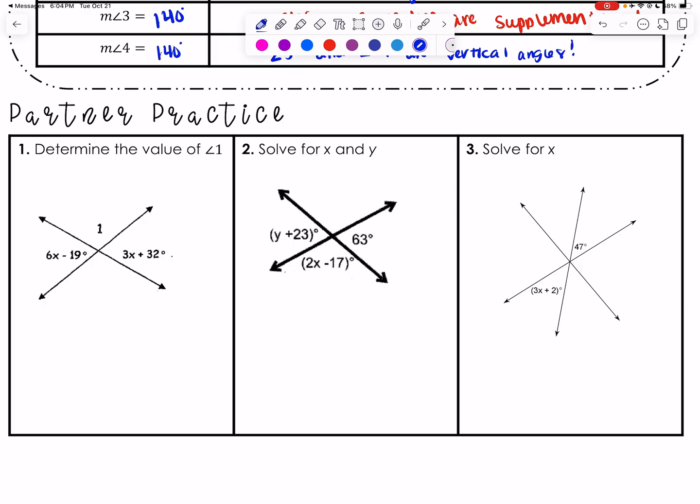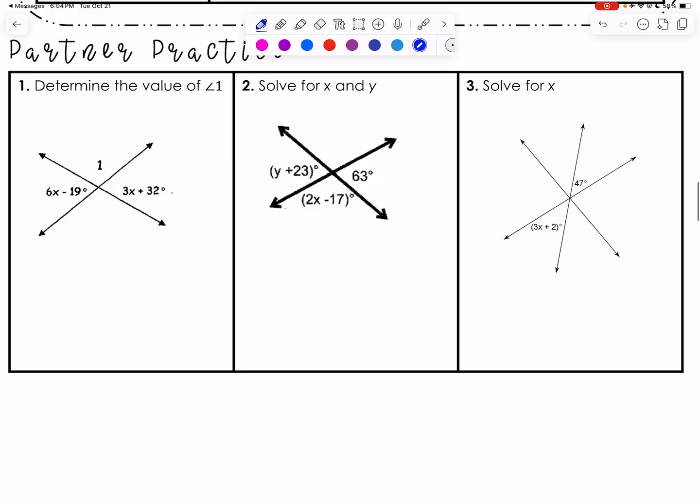Okay, now let's look at some of this partner practice. If we look at this partner practice, question 1 says determine the value of angle 1. So the first thing I see is my crisscross applesauce. I see vertical angles right here. I'm going to mark them, and I'm going to set them equal to each other.